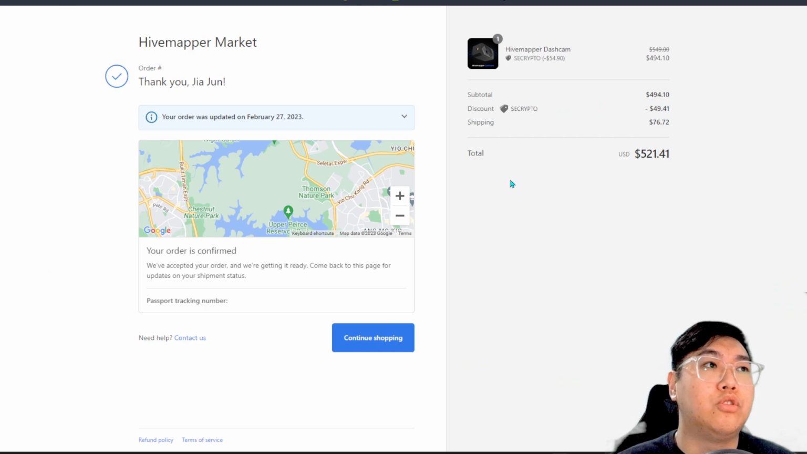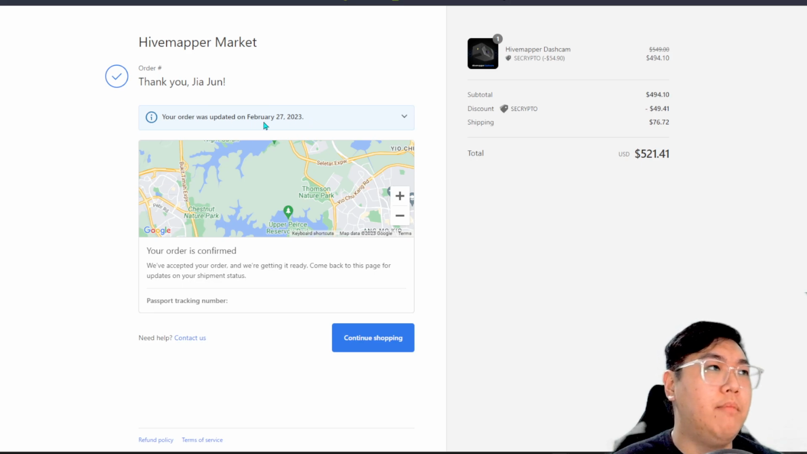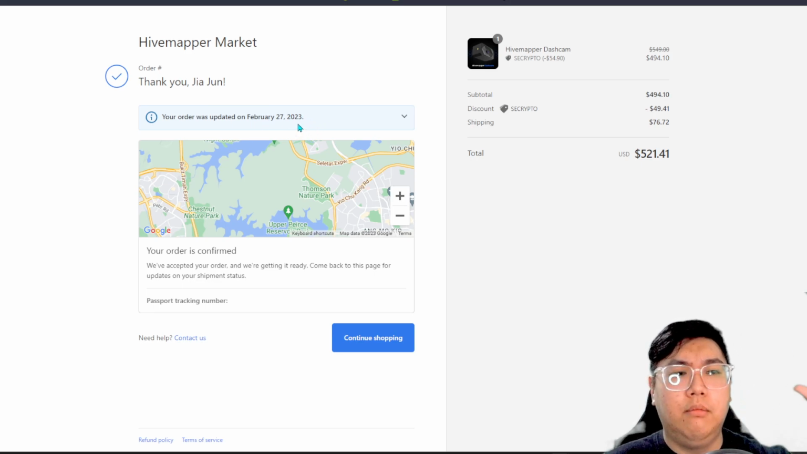So over here, I'm just going to show you on my end itself. This is the purchase that I made with HiveMapper itself. My order was around 14,000 plus. So I made a purchase on, if I'm not wrong, back then, and of course they have updated it because I purchased this HiveMapper S dashcam.